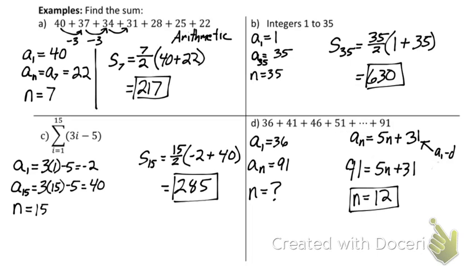All right, so our n equals 12. So that means we're going to have our partial sum equals 12 divided by 2.